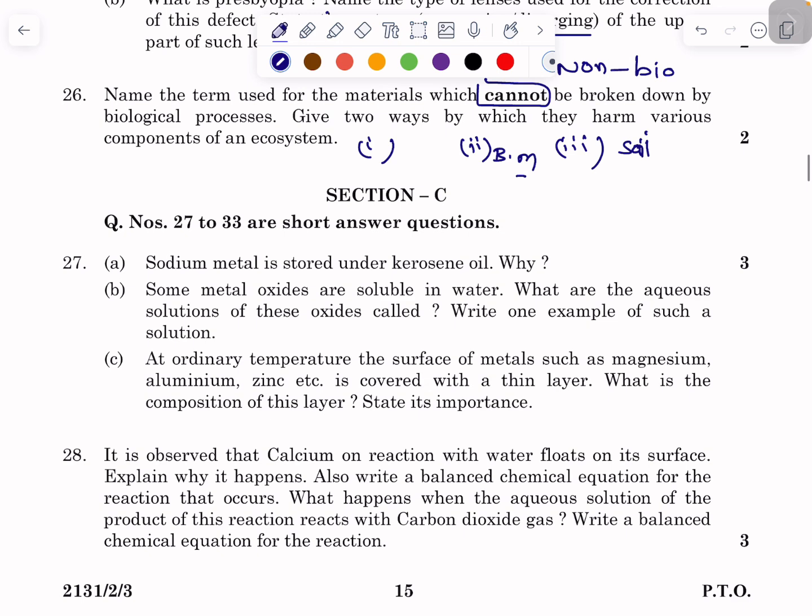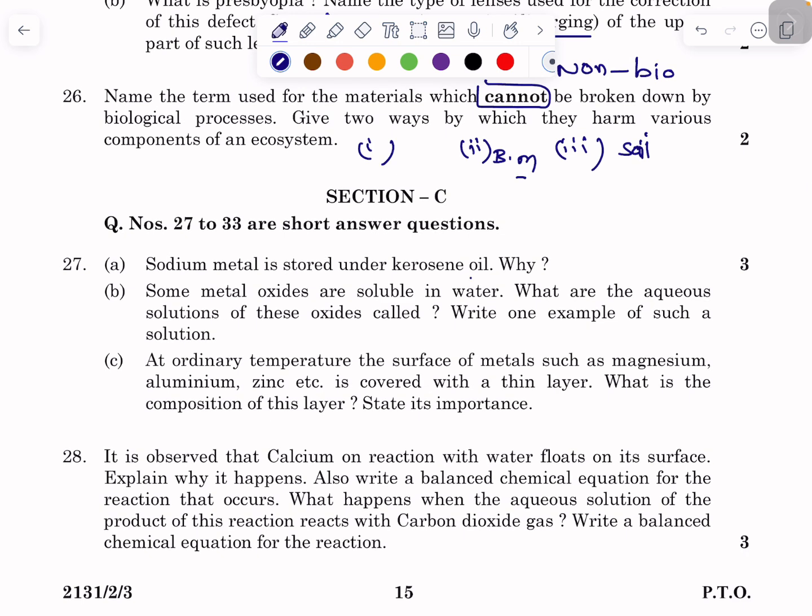So come to question number 27. Sodium metal is stored under kerosene oil. Why? The answer is that sodium metal reacts vigorously with air. So to prevent that reaction, we keep it in oil, right? If you keep it in the open, it can catch fire with the oxygen present in atmospheric air. So we need to keep it under kerosene oil.